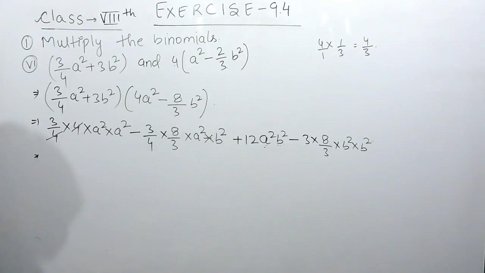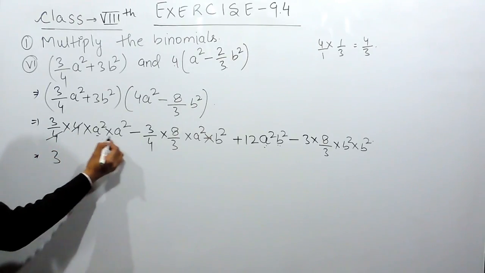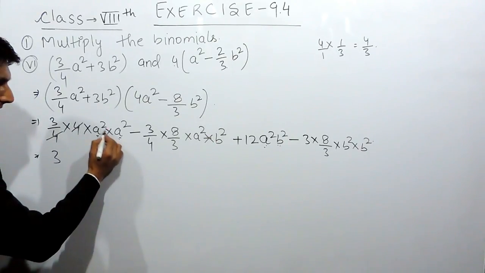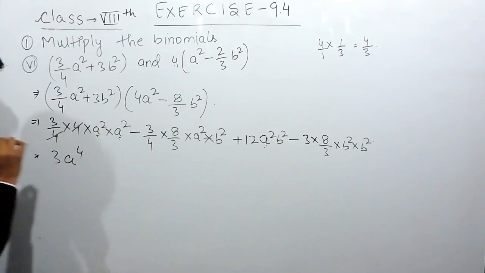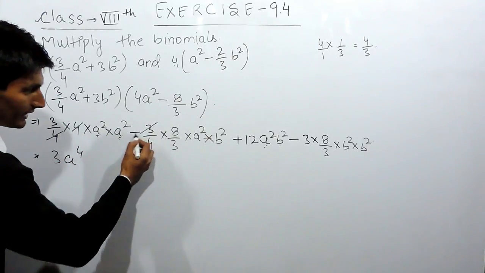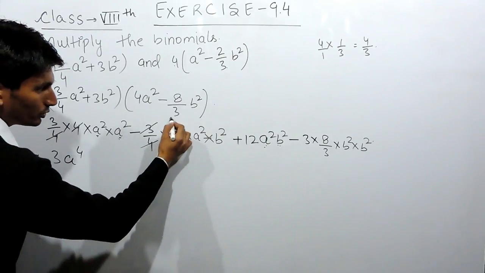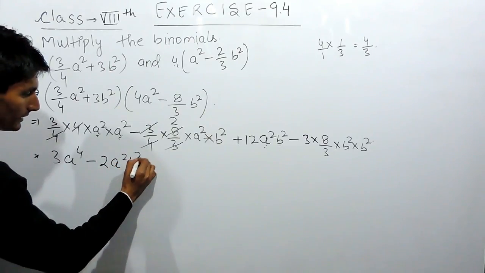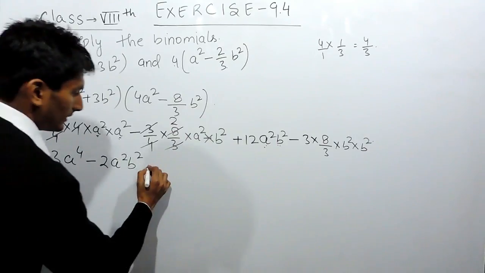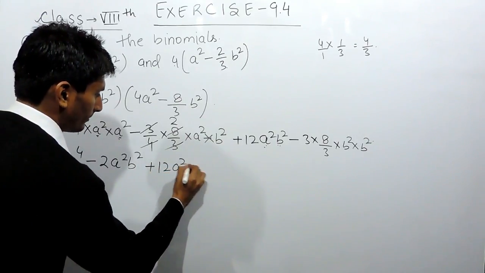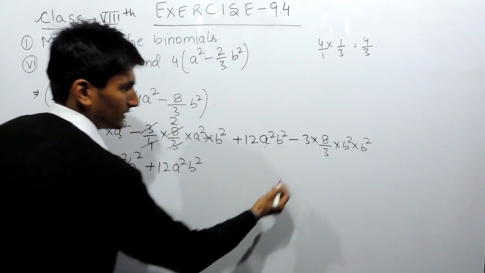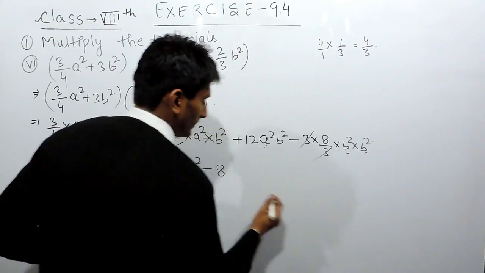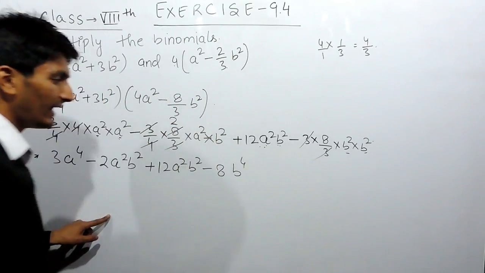4 can be cancelled with 4, and 3 will remain as it is, and these two are like variables, the base is the same, and these two are multiplying, so the power will be added. This will become a raised to power 4. 3 can be cancelled with 3. This can be cancelled 2 times, and this will be minus 2 a square b square. This plus 12 a square b square will remain as it is, and at the last 3 will be cancelled with 3, and this will become minus 8, and again the base is the same, so the power will be added.